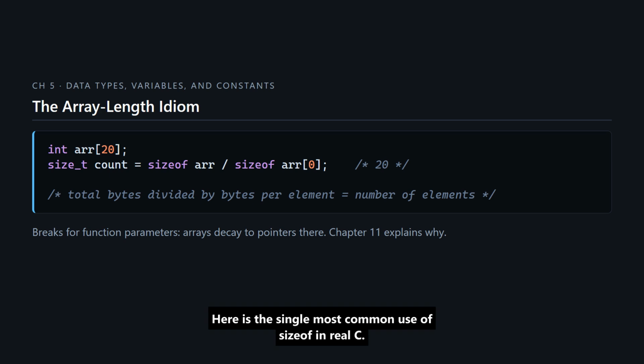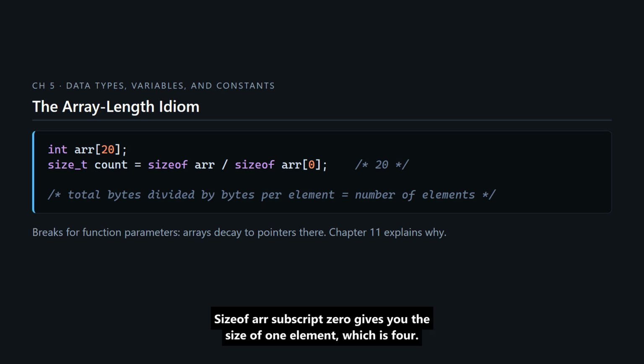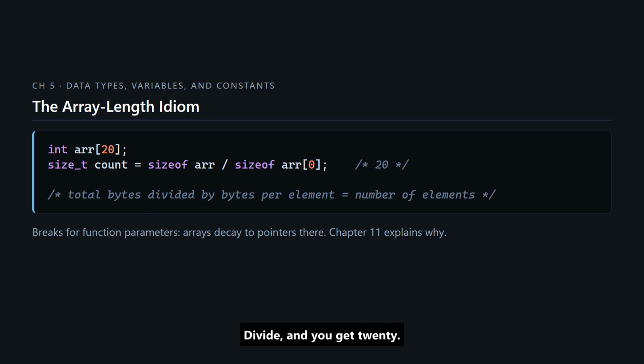Here is the single most common use of sizeof in real C. You have an array, and you want to know how many elements are in it. Sizeof arr gives you the total size of the array in bytes. For 20 ints at 4 bytes each, that is 80. Sizeof arr[0] gives you the size of one element, which is 4. Divide, and you get 20.